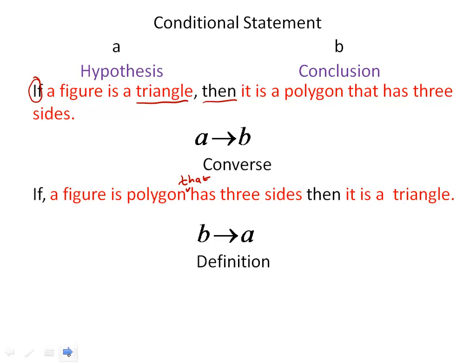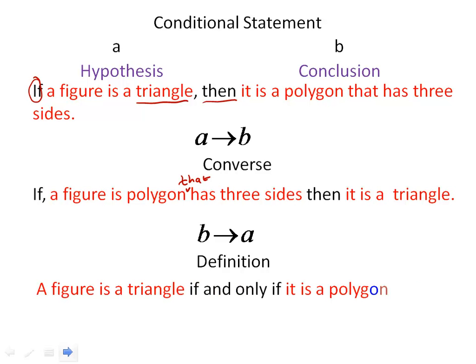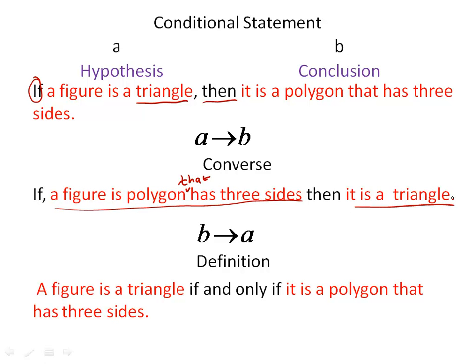Alright, so how? What does this say? A figure is a triangle if and only if it is a polygon that has 3 sides. So we've taken both of these parts and put them together, separated by the words if and only if. And that's how we make a definition out of 2 conditional statements. One is the converse of the other, and they both have to be true.